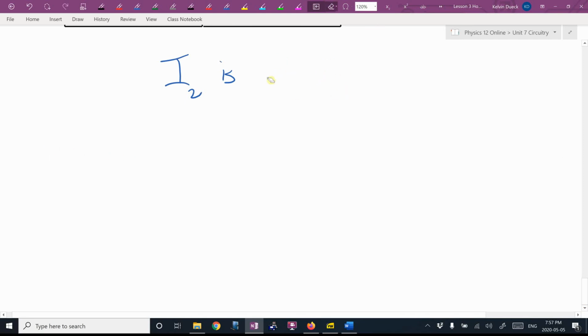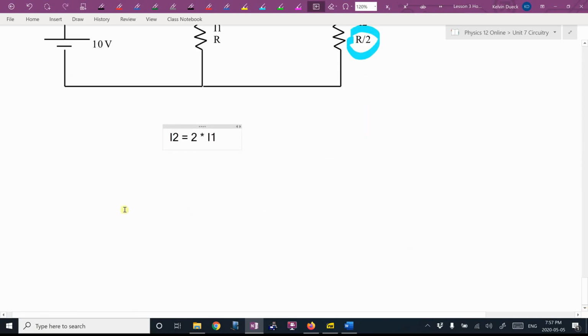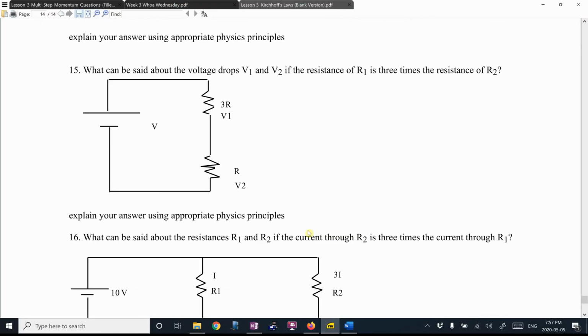I guess I can write that a little neater. Let's type that. My writing is so atrocious. So what can we conclude? I2 equals 2 times I1. Number 15.